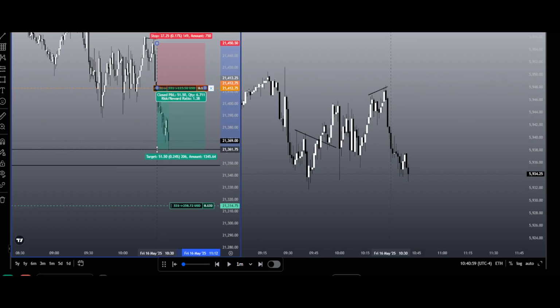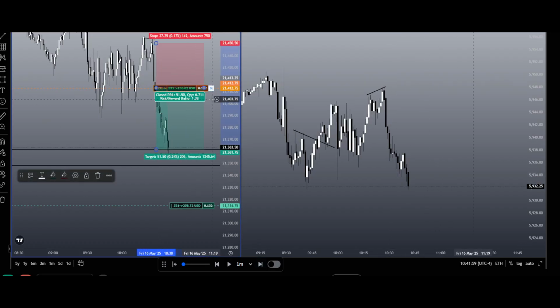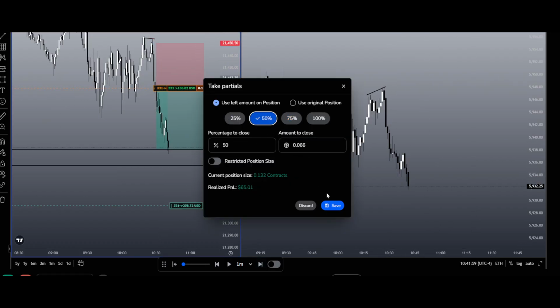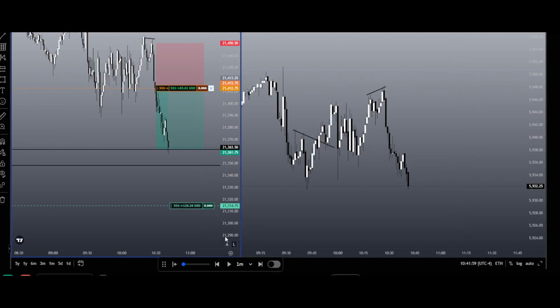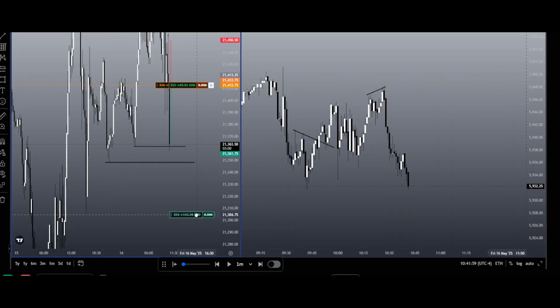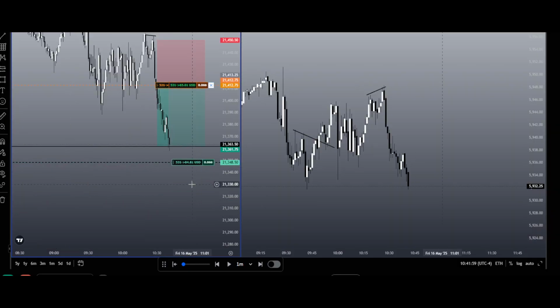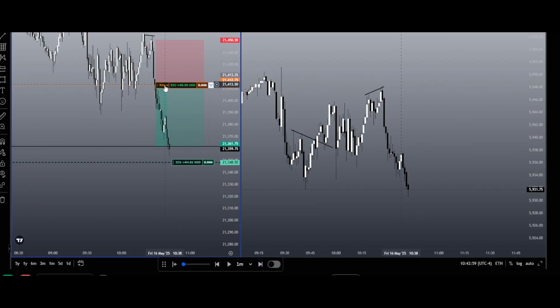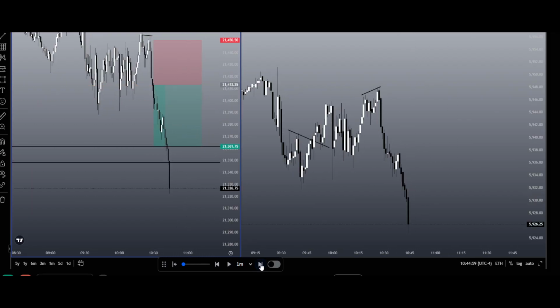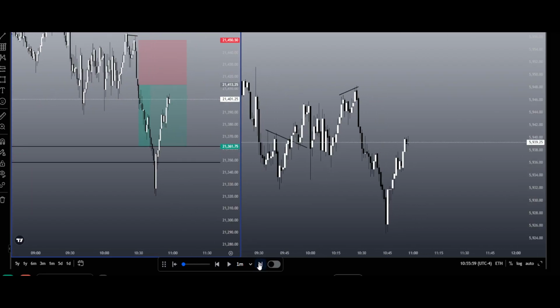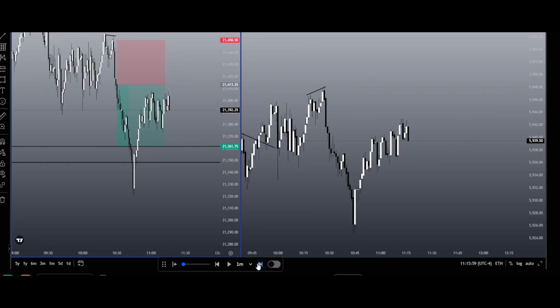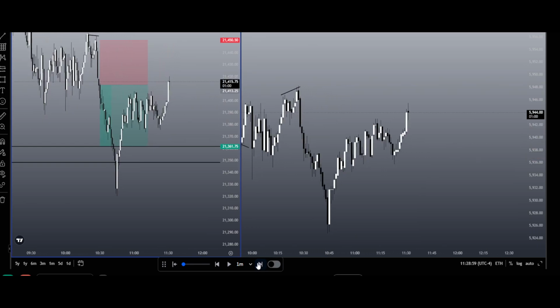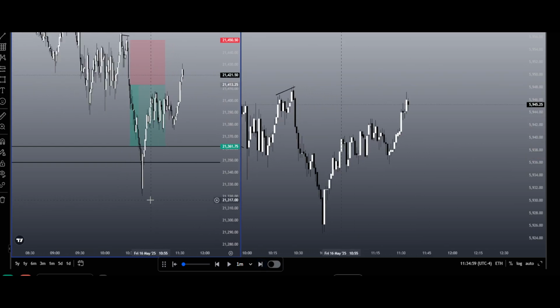Okay, I would have TP'd more there, but it didn't fill me. Okay, there. I'll TP more there. 50 off there. I think I'll be all out at this low. Not be greedy. I'll trail stop to this order block and all out there. Cool. Wow, look at that take profit too, man. Damn, sniper. Okay, let me chill.